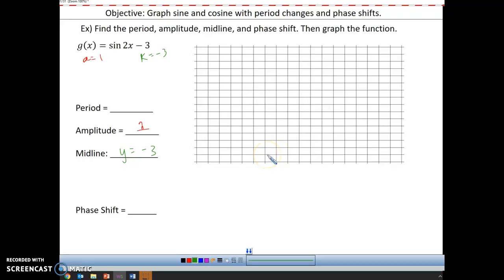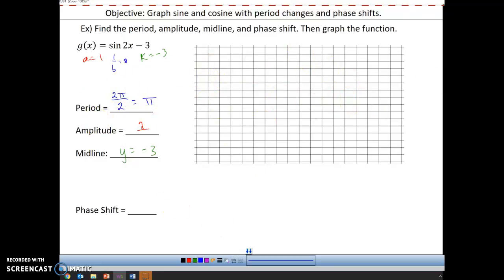And then next, I want you to notice that the 1 over b value is equal to 2. So what we're going to do is take our period, 2 pi, and divide by the 1 over b value. So I divide by 2, which gives us a period of pi. So in this case, with this graph, you might want to expand out your graph.